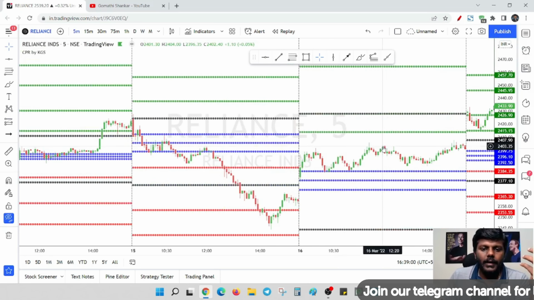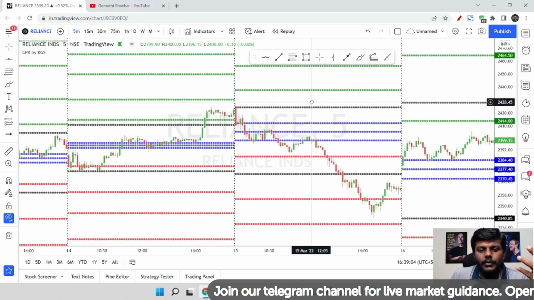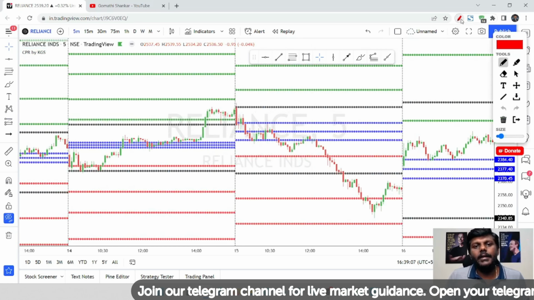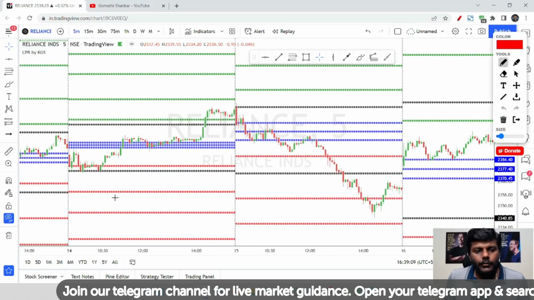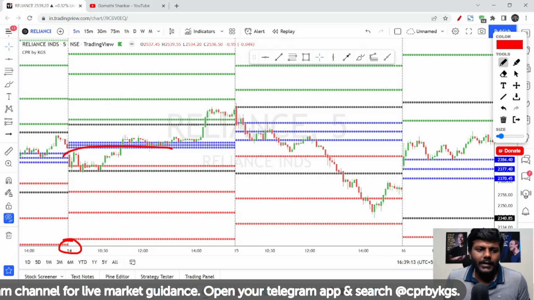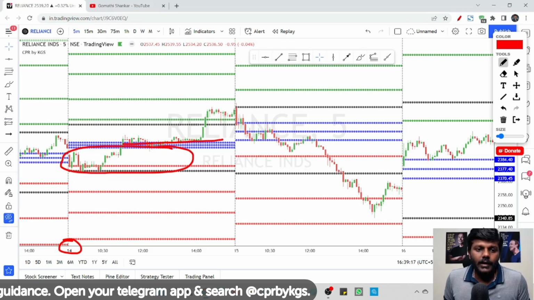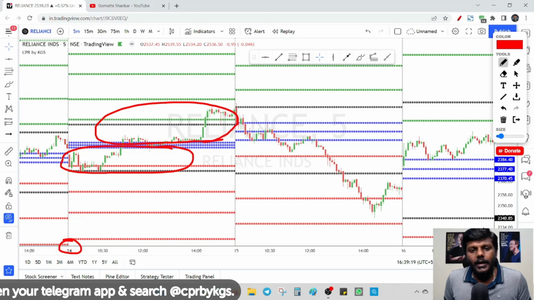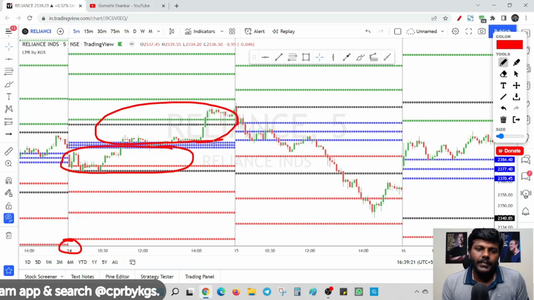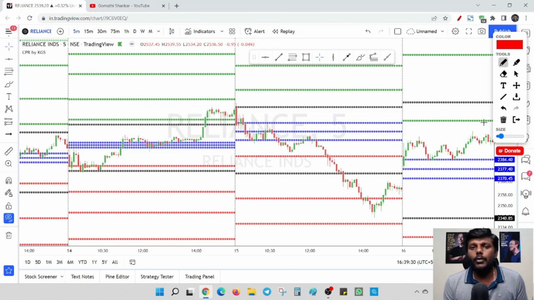Or even I can go back a few weeks. Now you can observe March 14 and 15 in Reliance. On March 14, the candles were trading below daily CPR, and the candles were recovering, and the candles were trading above daily CPR. Now this is an ascending CPR, a small ascending CPR. We will be expecting the market to go up and the bullishness to continue.